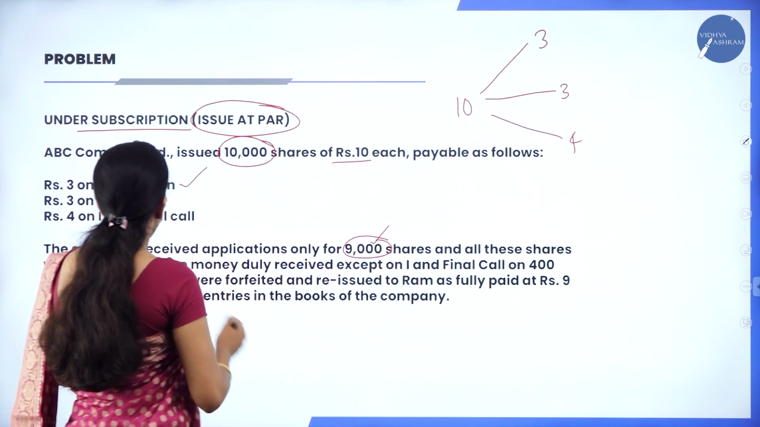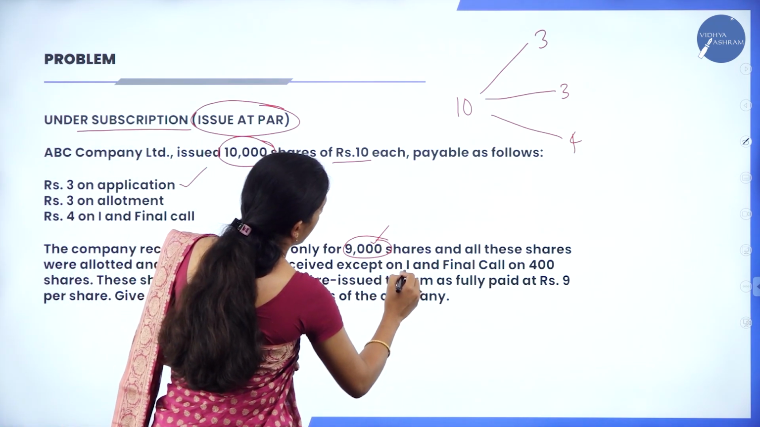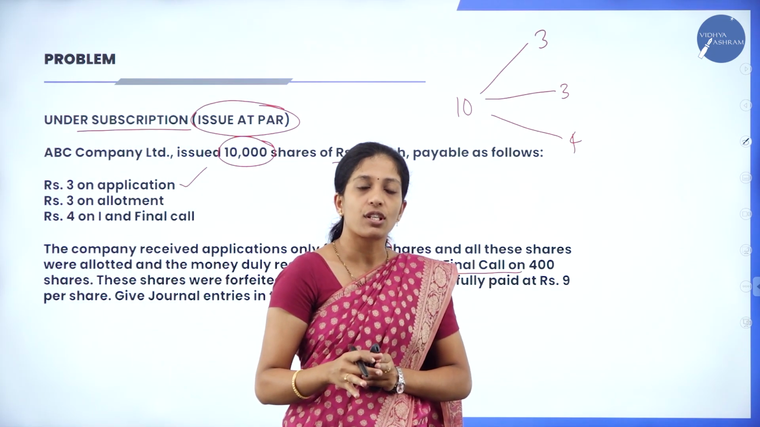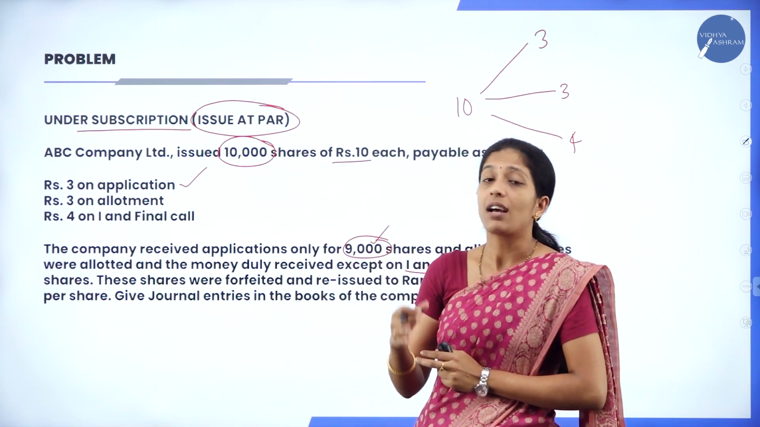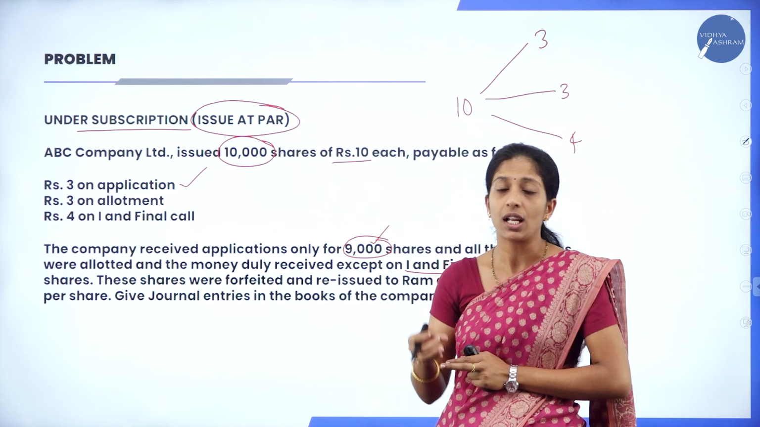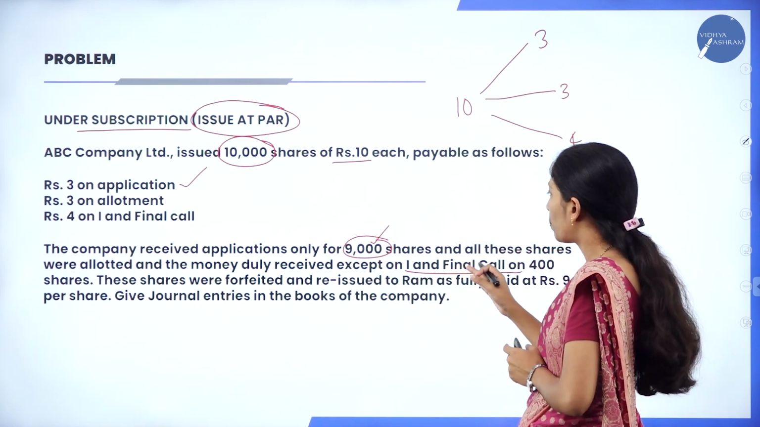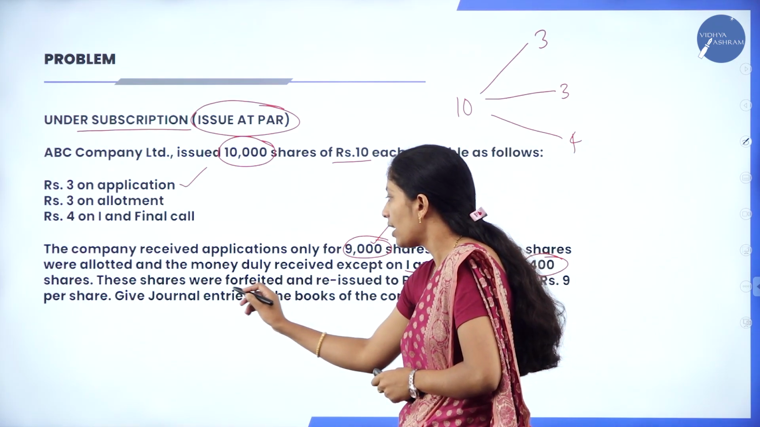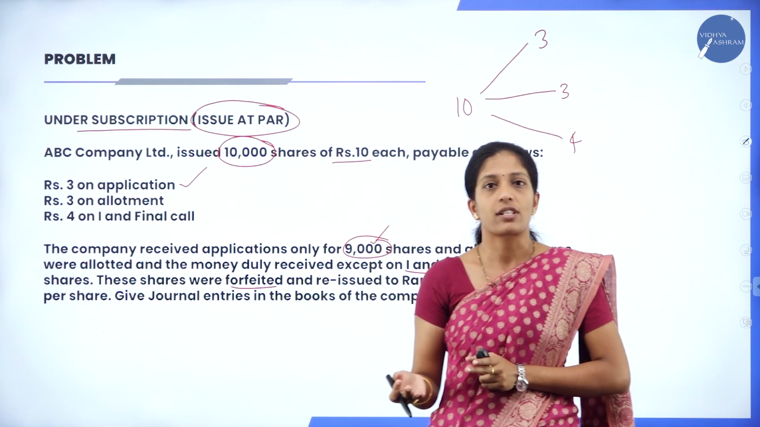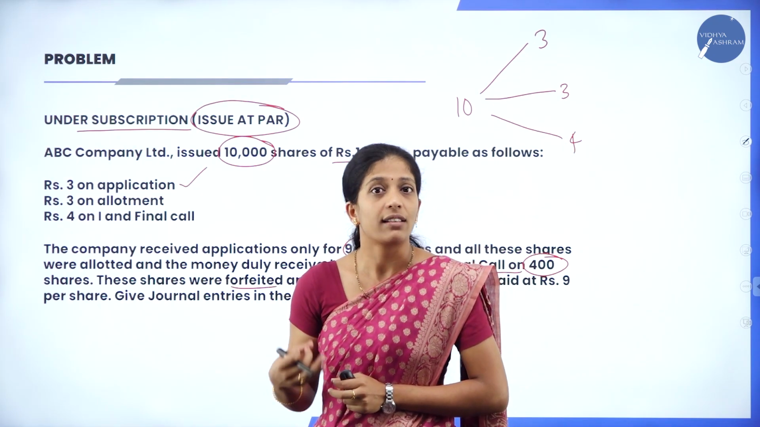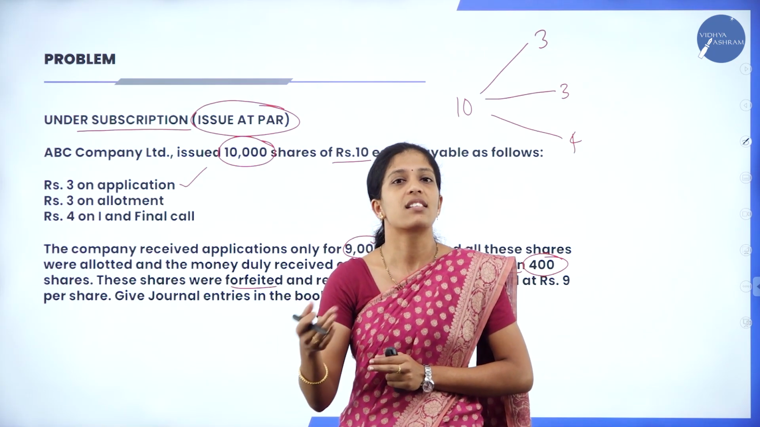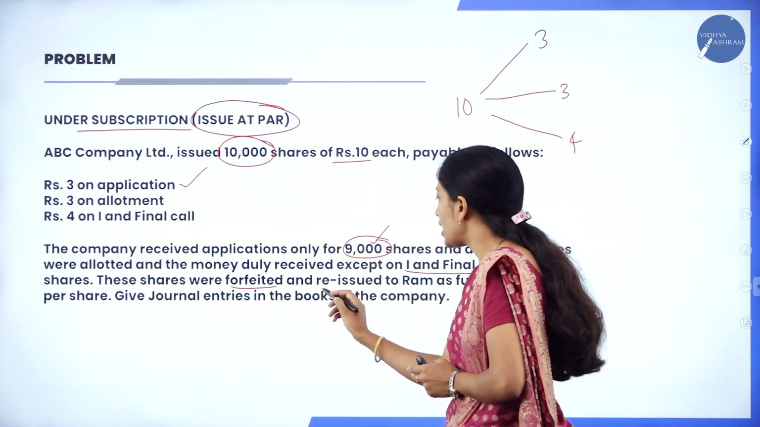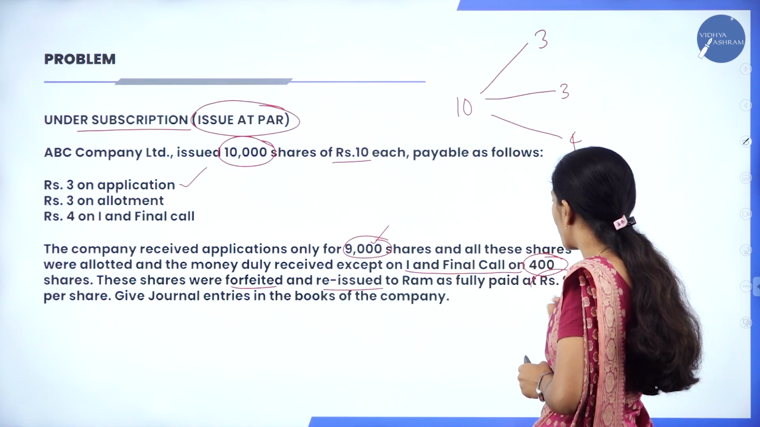All these shares were allotted and the money duly received except on first and final call on 400 shares. All the 9,000 shares have been subscribed by the public, but not all the shareholders have paid the first and final call amount. So they failed to pay the first and final call on 400 shares. These shares were forfeited. Of course, we know that when shareholders do not pay the money, the shares will be forfeited, or we are going to cancel those shares. So the company decided to cancel those 400 shares and reissue them to Ram as fully paid up at rupees 9.